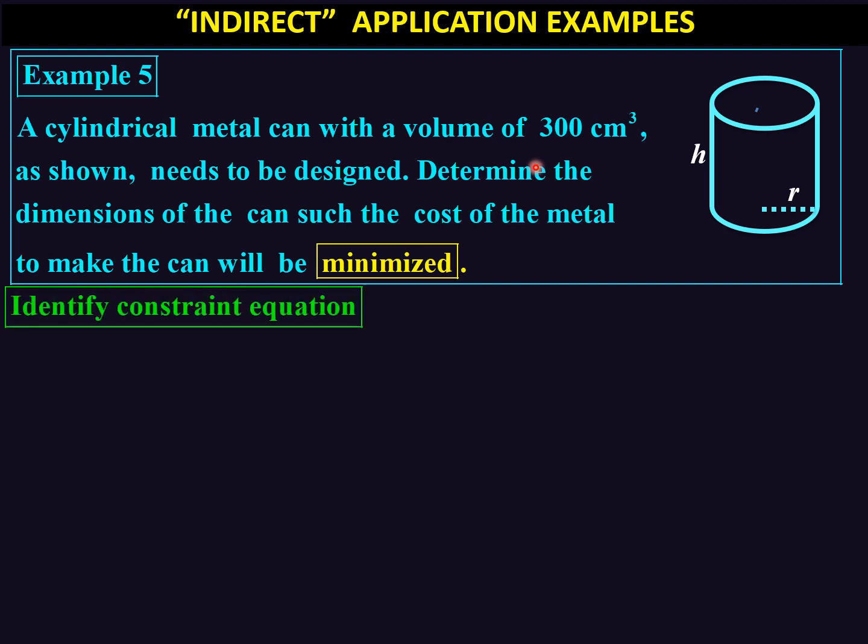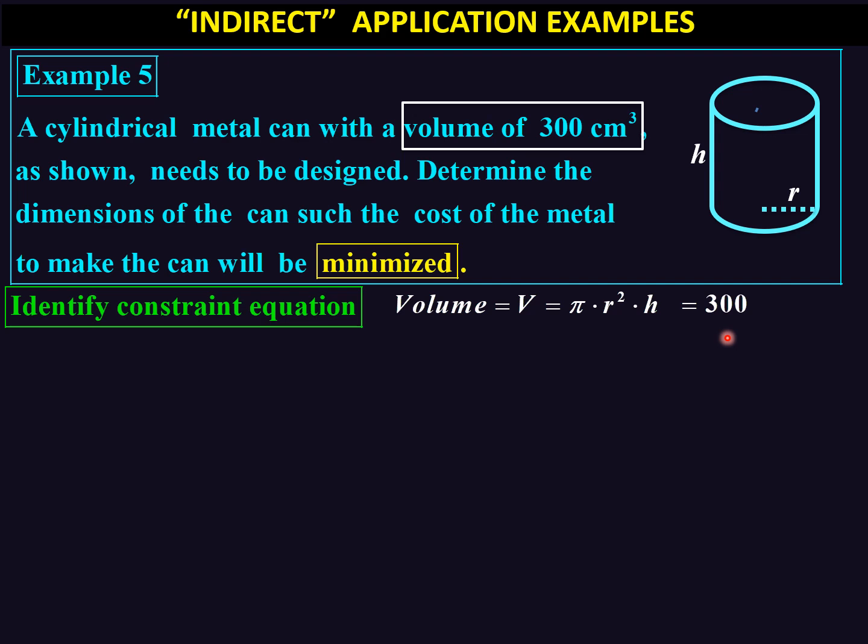What is given? We are given the volume. And what is the volume? 300. And the volume formula for a cylinder, this is the formula you need to know, and that is pi r squared times height. We have two variables. You can see which one will be the easier one to make the subject. That's equal to 300. So we make h the subject here. So that's 300 divided by pi r squared. Now that is our constraint equation.